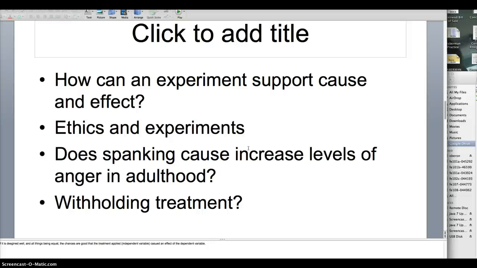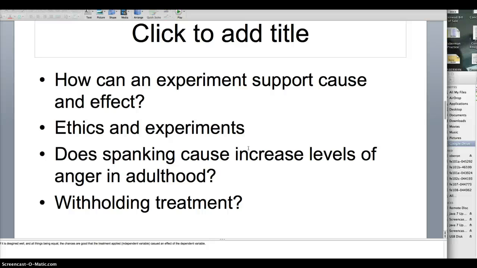Some of the issues that come up with social science research and experiments is the problem with ethics. If something is good for one group of kids and you determine that the independent variable is having a positive effect, then you do have an obligation to provide that significant change to the control group. There's some things that we cannot arrive at through true experimental research. The example here is, does spanking cause increased levels of anger in adulthood?